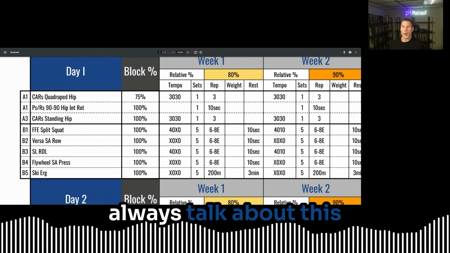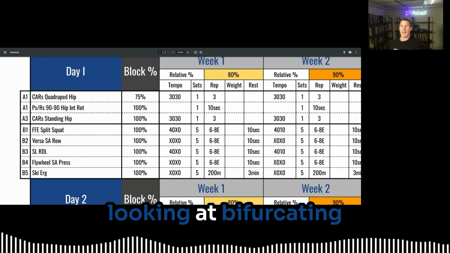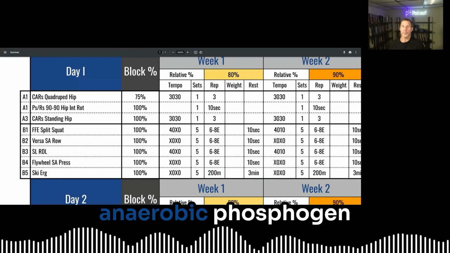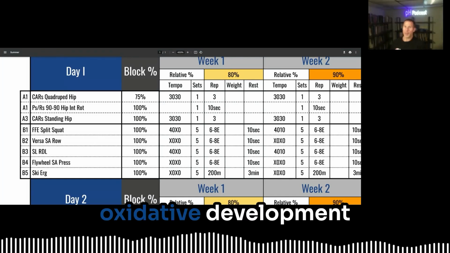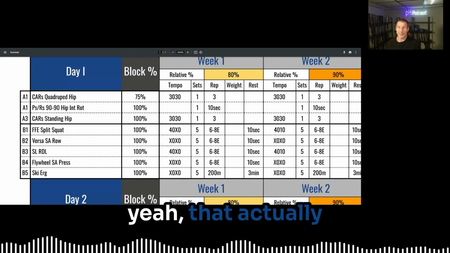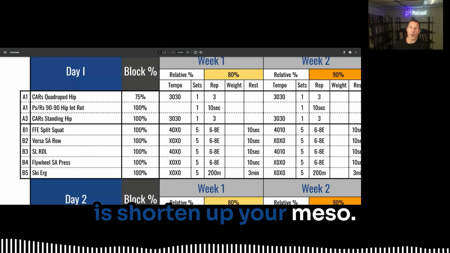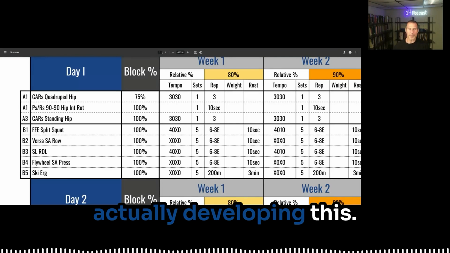And we always talk about this premise of high-low or vertical integration, and looking at bifurcating your focus on anaerobic phosphagen development as well as aerobic oxidative development, and then staying away from that middle ground. But there's going to be a point that actually is beneficial to you. One note, though, I'd say is shorten up your meso. You probably have a smaller window to actually develop this.